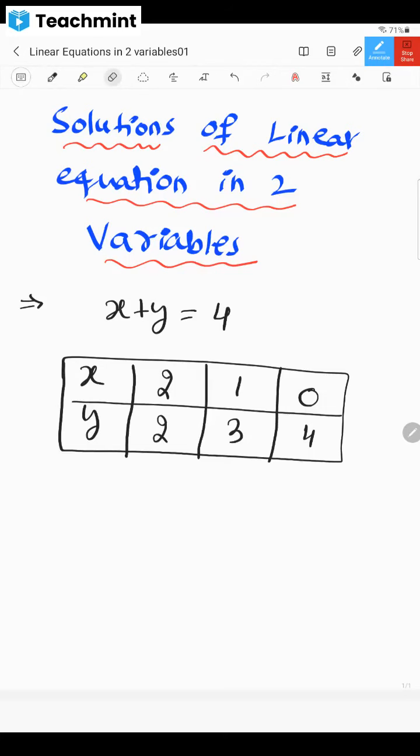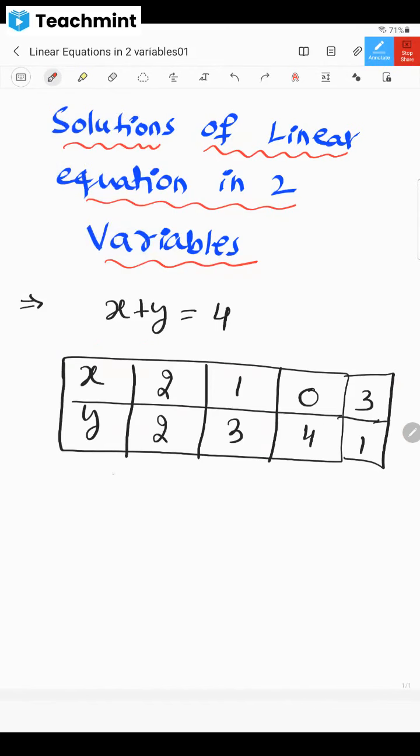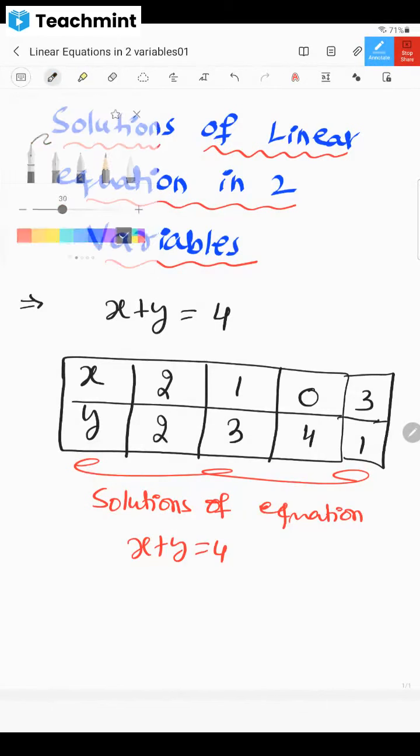If x is 3, what is the value of y? It is 1, because 3 plus 1 is 4. So whatever values I'm getting for x and y in this table are called solutions of the equation x plus y equal to 4. Clear, dear children?